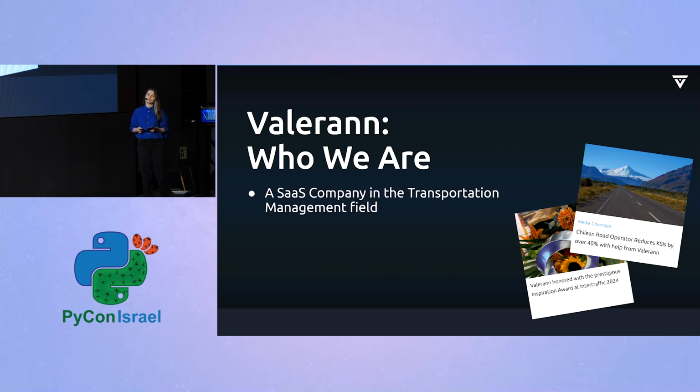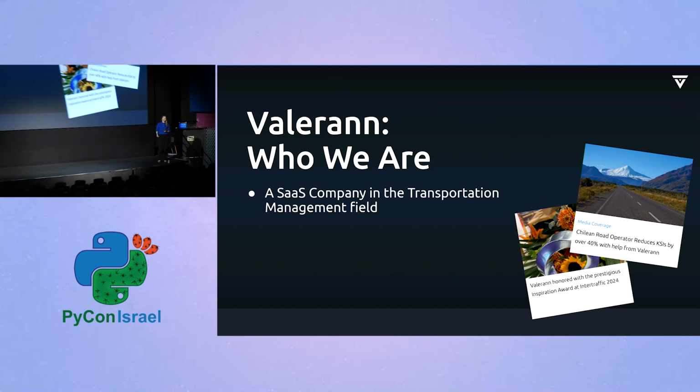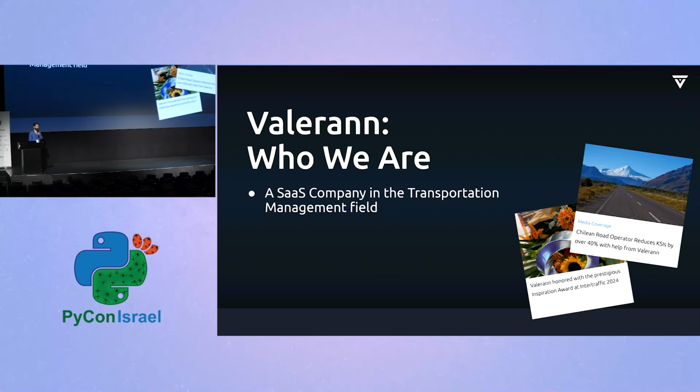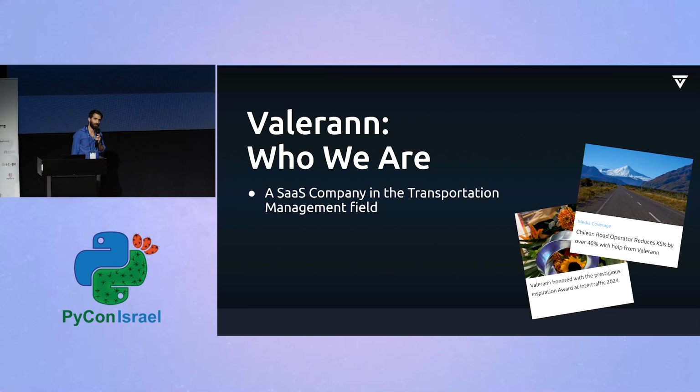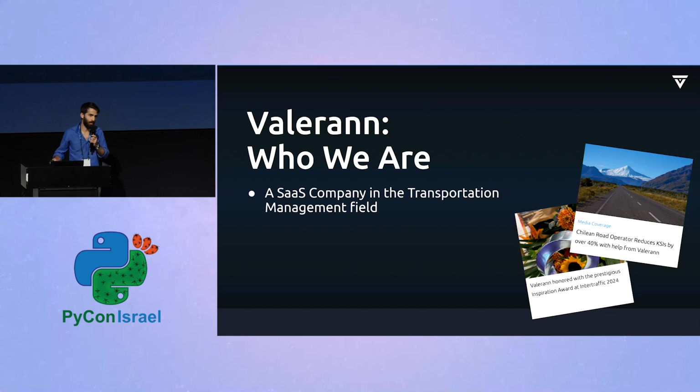So, who are we as a company? Valorant is a SaaS company in the transportation management field. Basically, this means that our customers are toll road operators. They pay us to monitor the road, to alert on dangerous situations, and to help them prevent accidents on the road and maximize flow, both for safety and for money.